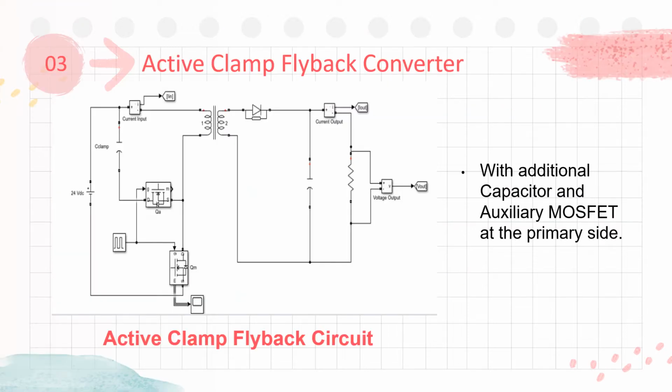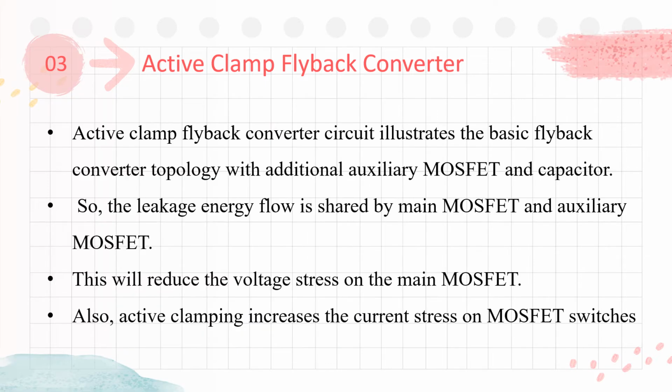This is active clamp flyback converter circuit. It has additional capacitor and auxiliary MOSFET at the primary side. Active clamp flyback converter circuit represents the typical flyback converter topology with auxiliary MOSFET and a capacitor. As a result, the main MOSFET and the auxiliary MOSFET share the leakage energy flow.